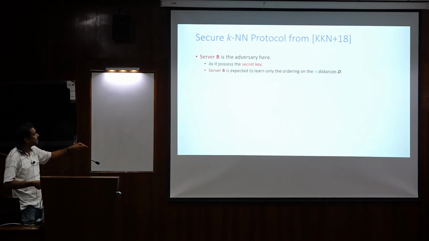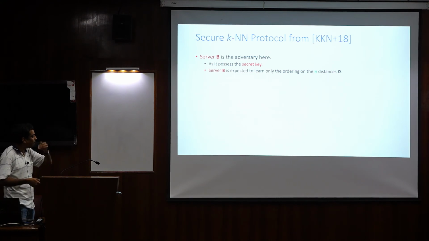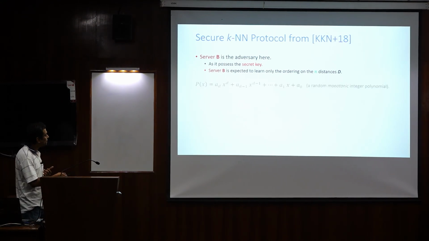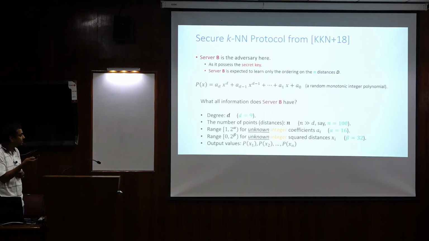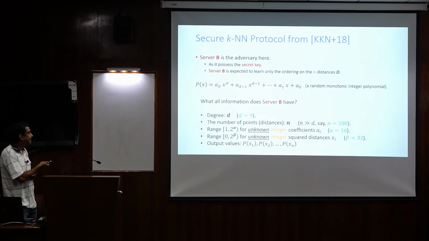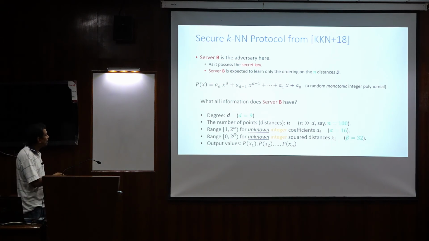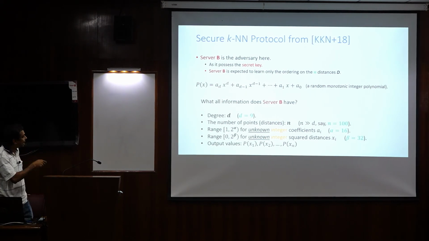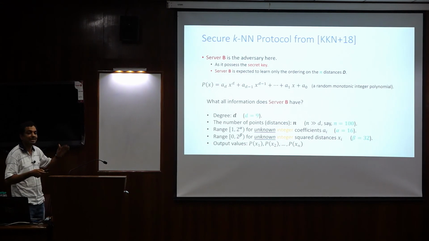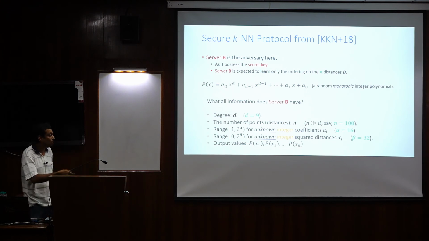So the adversary here is B, since it has the secret key, and the whole expectation is that server B can only learn this ordering of the distances and nothing more. This is because p(x) is a random monotonic integer polynomial of degree d equal to about 9 or 10, because higher degrees are hard to compute homomorphically, and the number of points is very, very large. As I mentioned, it's a huge amount of data, and the ranges of the x and the coefficients are known to both A and B, and server B has the polynomial outputs.